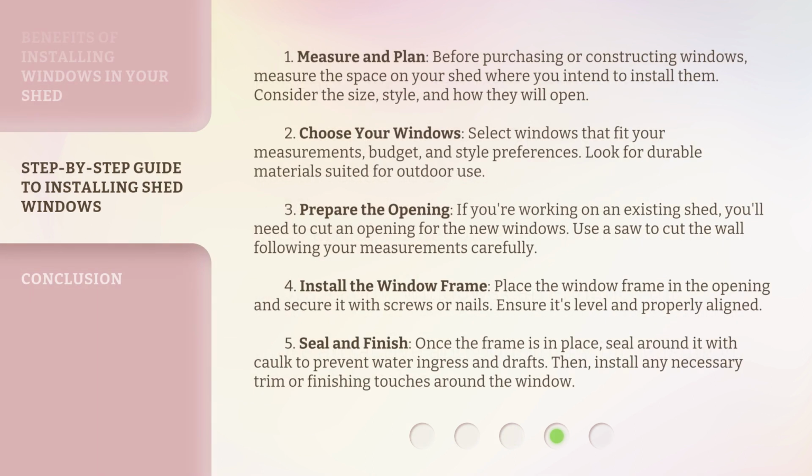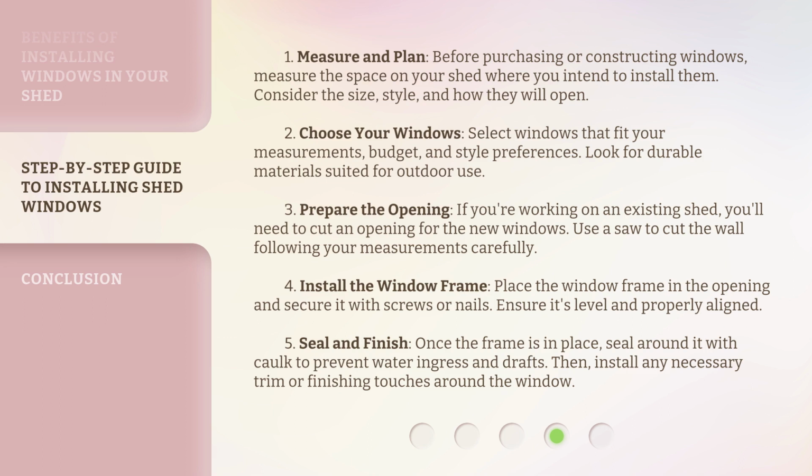1. Measure and plan. Before purchasing or constructing windows, measure the space on your shed where you intend to install them. Consider the size, style, and how they will open. 2. Choose your windows. Select windows that fit your measurements, budget, and style preferences. Look for durable materials suited for outdoor use. 3. Prepare the opening. If you're working on an existing shed, you'll need to cut an opening for the new windows. Use a saw to cut the wall following your measurements carefully.